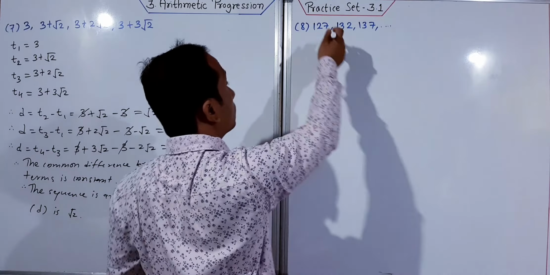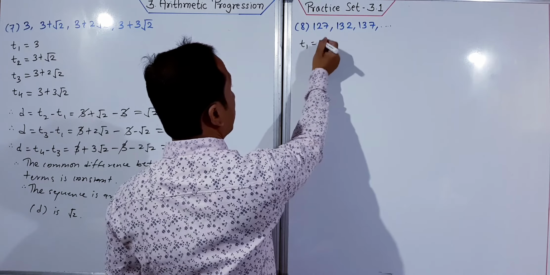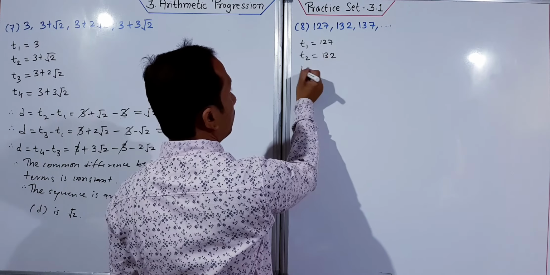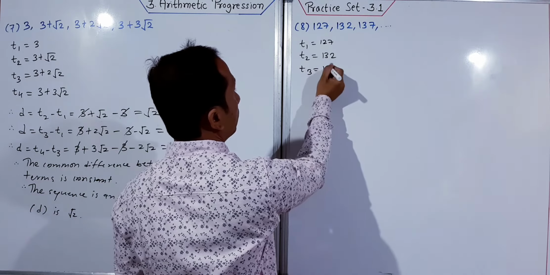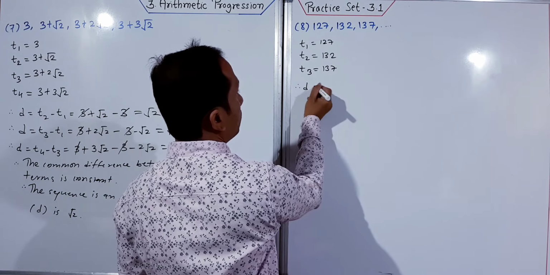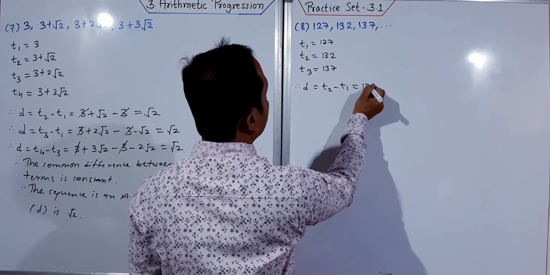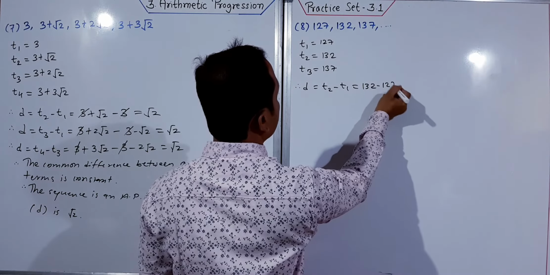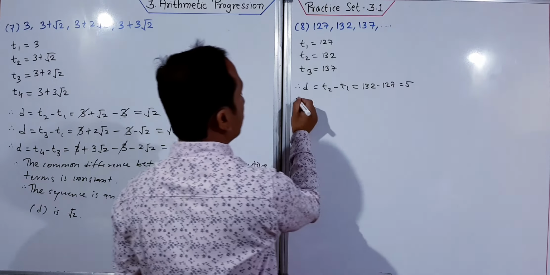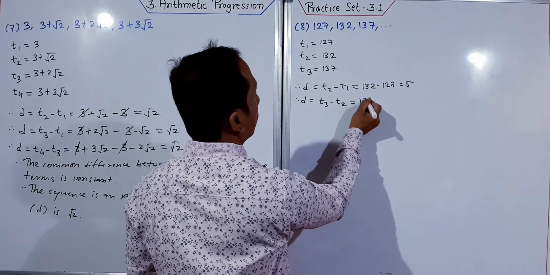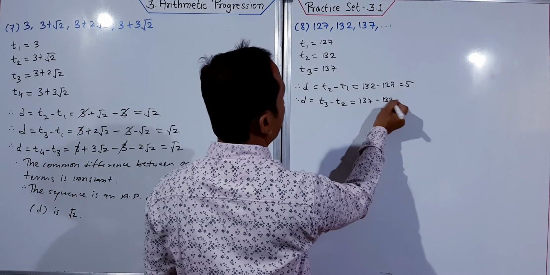Okay, sequence: 127. So T1 is 127, T2 is 132, and T3 is 137. Therefore D is equal to T2 minus T1, so it is 132 minus 127. You'll get 5. You can check it. D is equal to T3 minus T2, 137 minus 132, you will get 5.